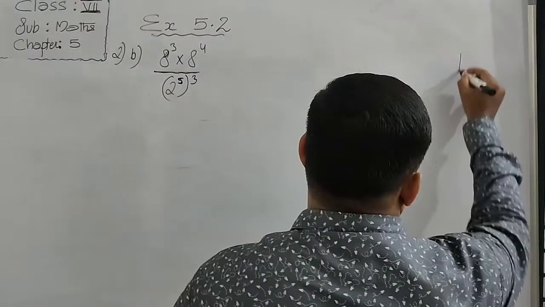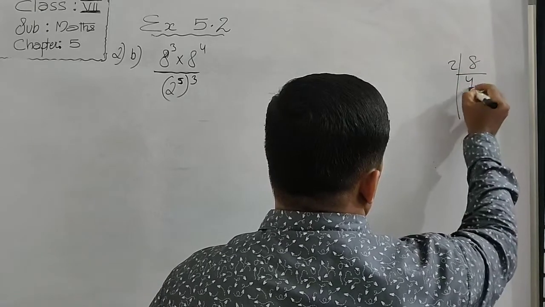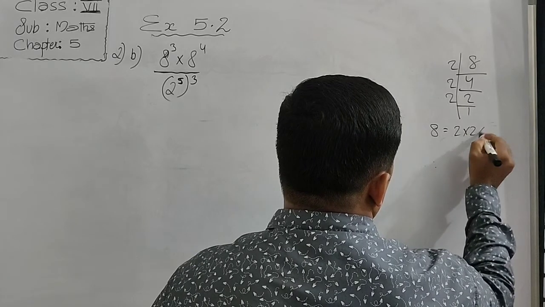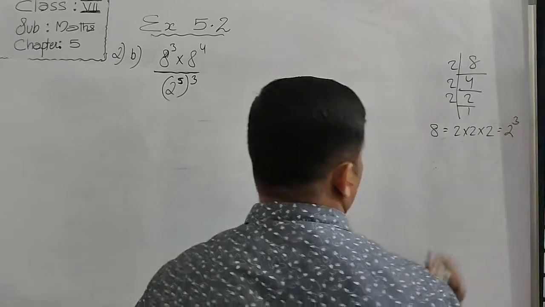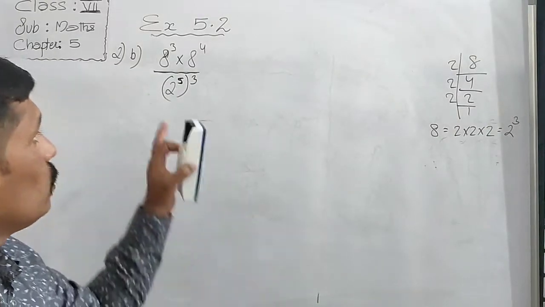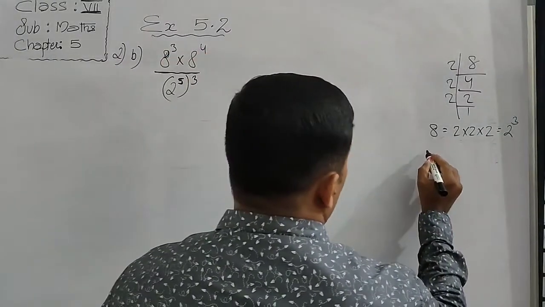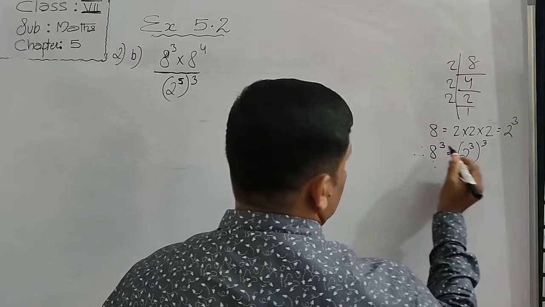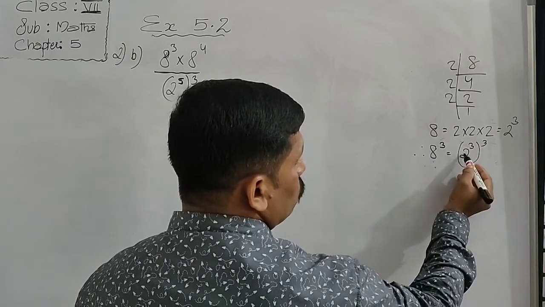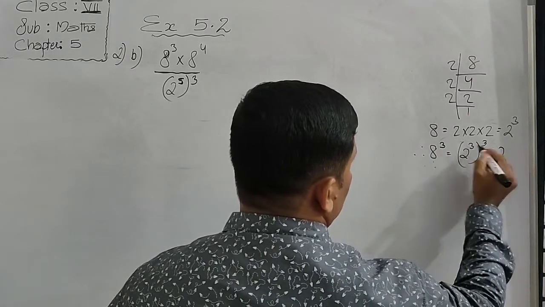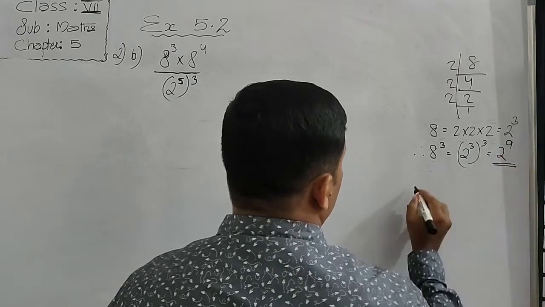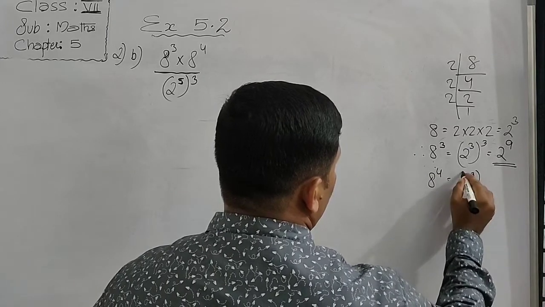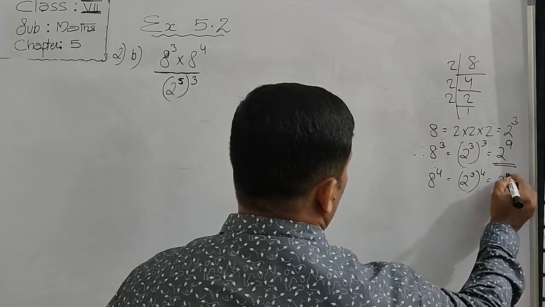How? By factorization. When I factorize 8: 2, 4 and 2, 2 and 2, 1. Here 8 is equal to 2 into 2 into 2, that is equal to 2 power 3. So 8 is equal to 2 power 3, but here we have 8 power 3. Therefore 8 power 3 is equal to 2 power 3 all power 3, that is equal to 2 power 3 times 3, which is 9. When powers of powers, we multiply. And just like that, 8 power 4 also we can find out. 8 means 2 power 3, and 3 times 4 is 2 power 12.